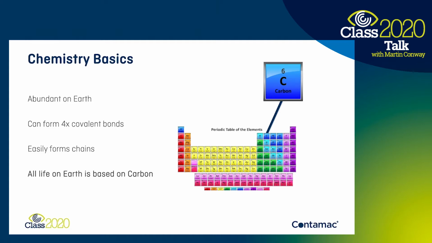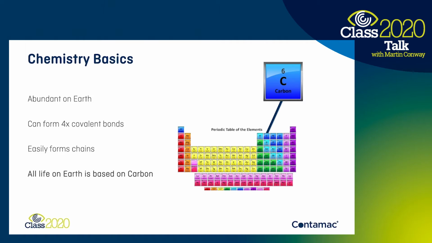I'm calling it chemistry basics, and we're starting off with the humble carbon atom. Carbon is essential to life on Earth. It's the fourth most abundant element on the planet, and its success depends upon its ability to bond with up to 4 different elements.